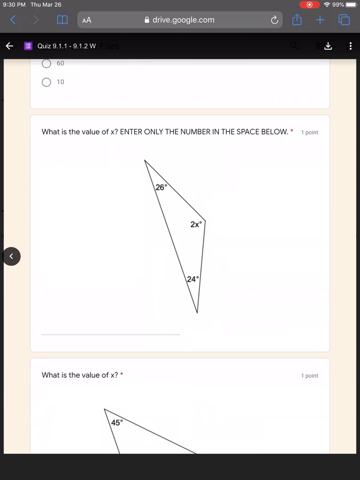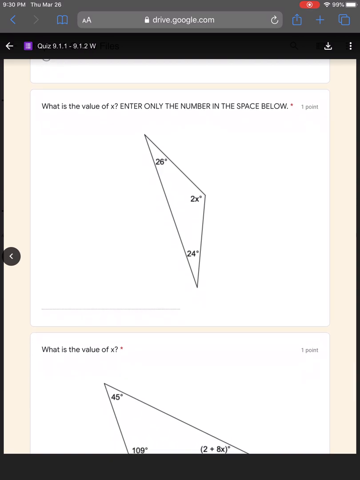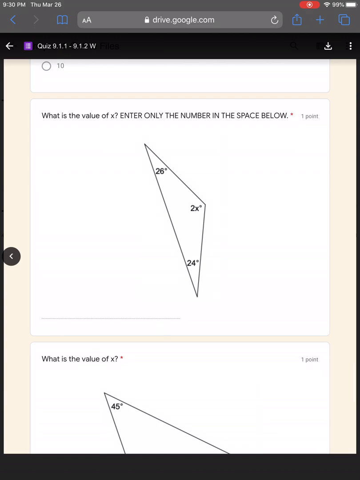Next, what is the value of x? Enter only the number in the space below. Same thing with this one. Now this one, you do not have multiple choices. So for this one, I would recommend writing an equation. You're only putting the number in the space below. No need to write degrees.